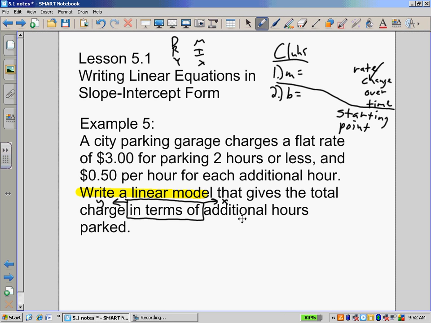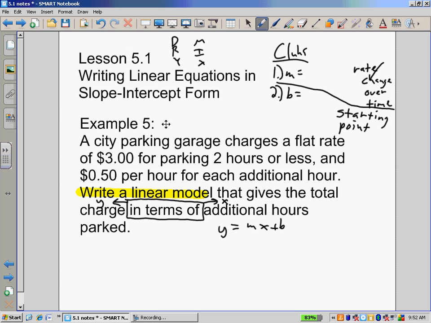So let's see. Total charge is going to be y. Additional hours parked will be x. Y equals mx plus b. By the way, do you have to use y and x? No. Total charge could be c, and additional hours could be a, or h, or q, or theta, or whatever you want. You get to choose.